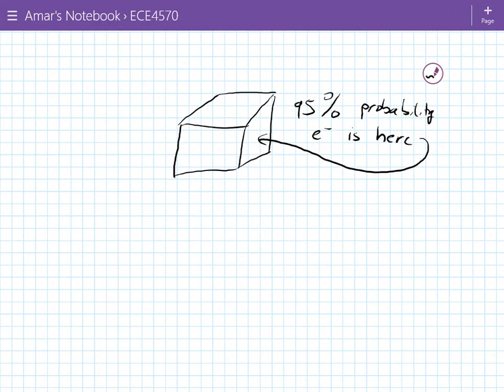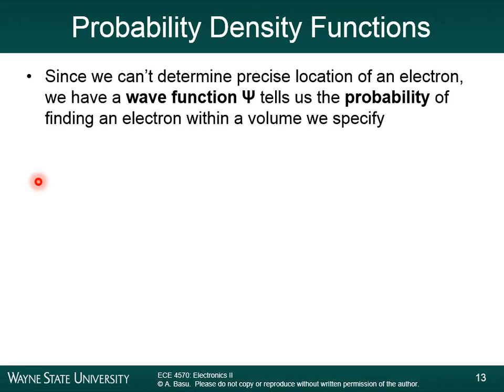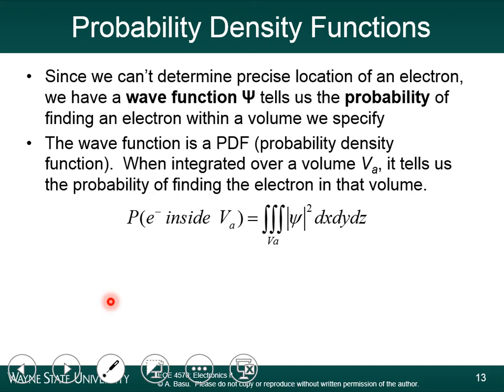We can say that here's some sort of volume, and we can say there's a 95% probability that the electron is in that volume. So this is what the wave function tells us. The wave function is a probability density function, and when integrated over a volume V, it tells us the probability of finding the electron within that volume.